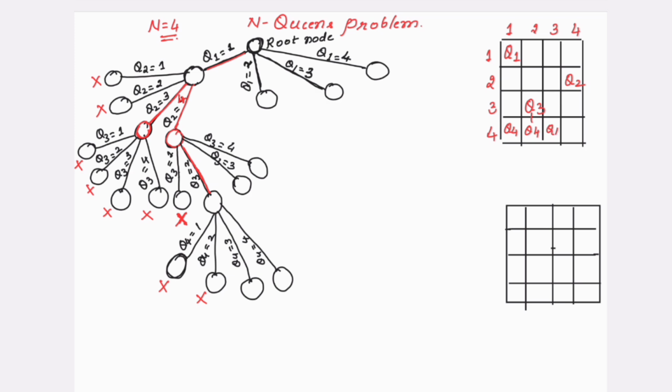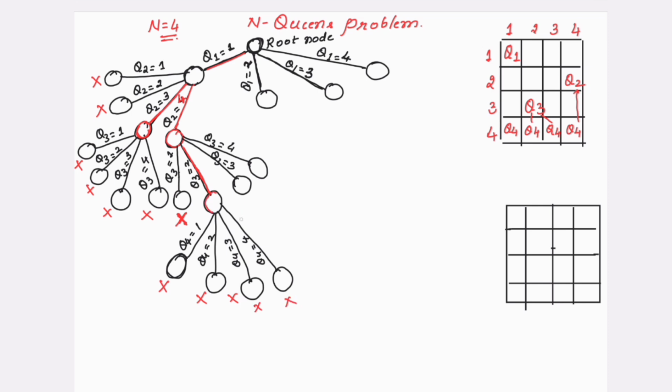Q4, can we place it here? It is in the same diagonal. We cannot place it. So this also is not included. Next we have one more option, whether we can place Q4 here. It is in the same column of Q2. We cannot place it. So for us, all the four options here is not possible.